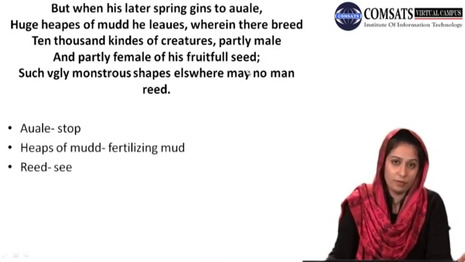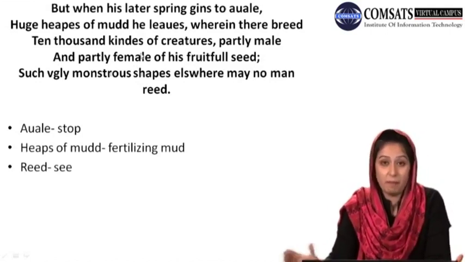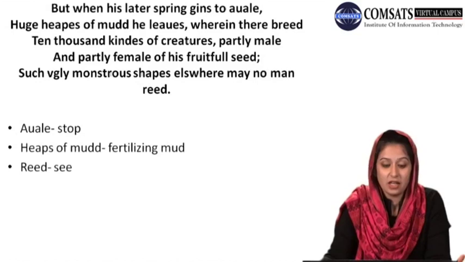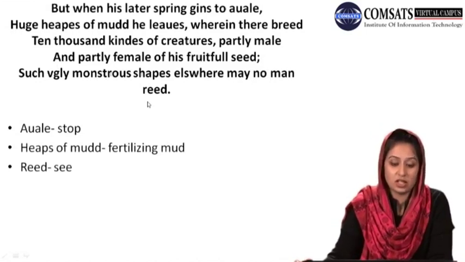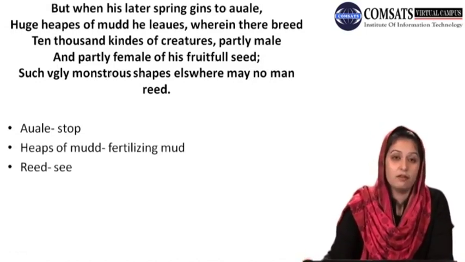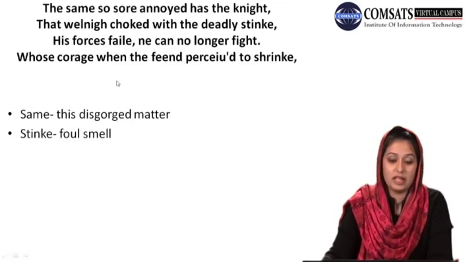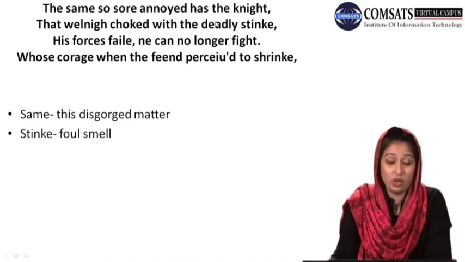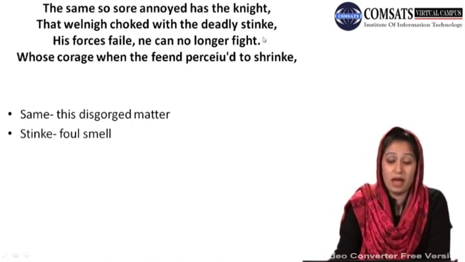So from this line again, we are talking about the monster, that its offsprings, half of them are male and half of them are female, and they are of ten thousand different types of creatures. Such ugly, monstrous shapes elsewhere may no man read. That nobody would ever have seen such ugly, monstrous creatures as were present there as the offsprings of the monster. The same sore annoyed the knight. So this scene has annoyed the knight greatly, that well nigh choked with the deadly stink. The smell of that vomit was deadly, it was fainting.